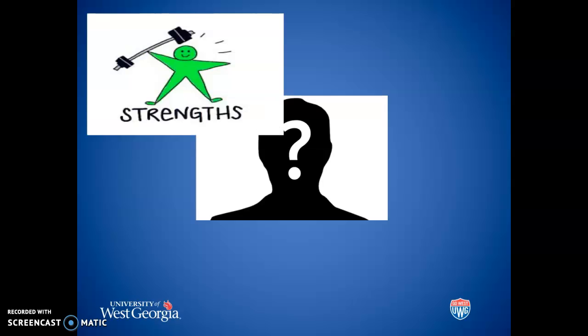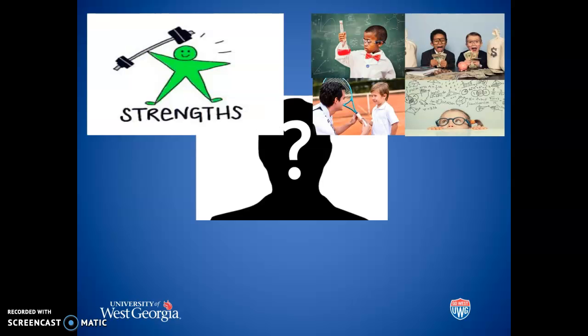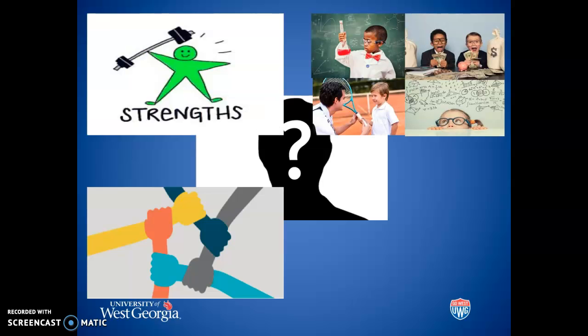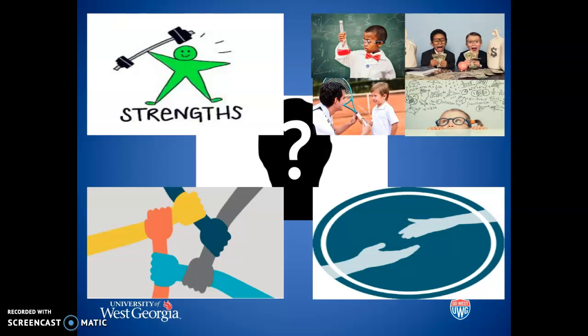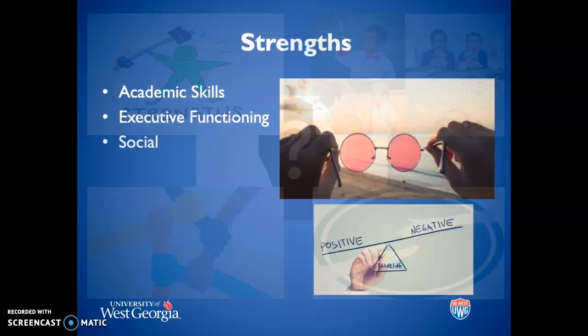Now, what we have done at University of West Georgia is we have provided you with a lesson plan that really gives you some keys on how to better understand your focus learner. The strengths of the focus learner, the interests, assets, and needs. And we're going to go through each one of those individually. So let's start with the strengths.